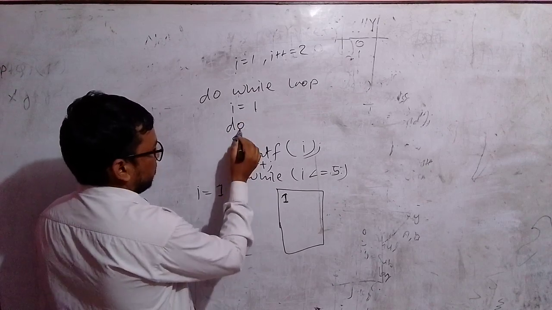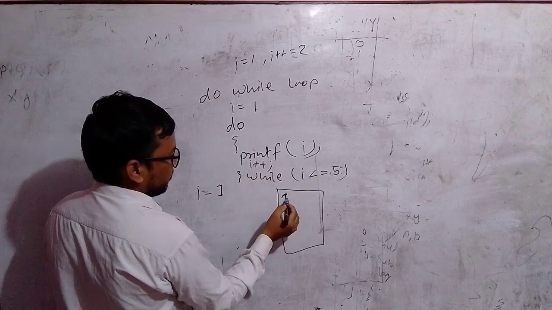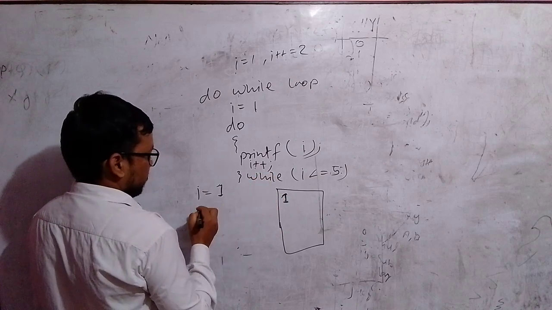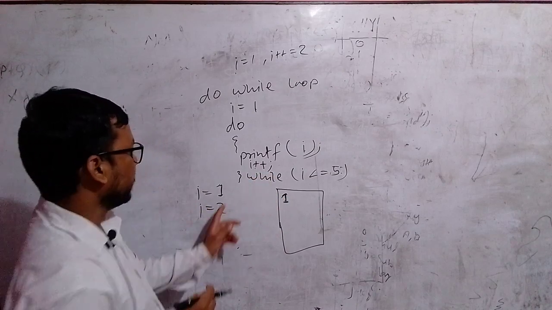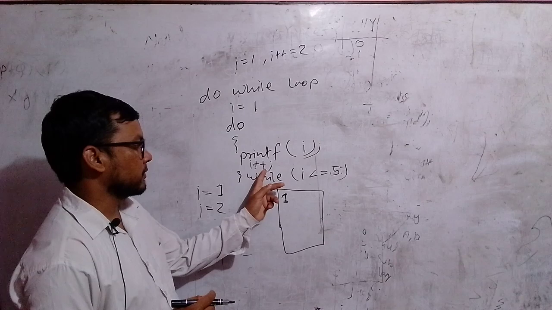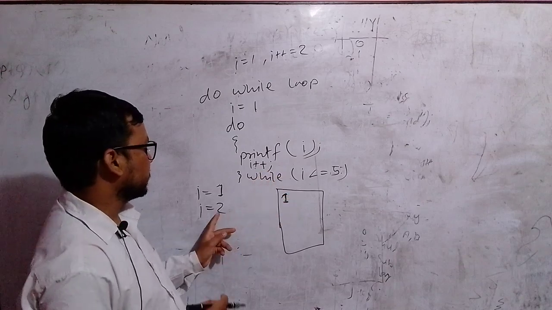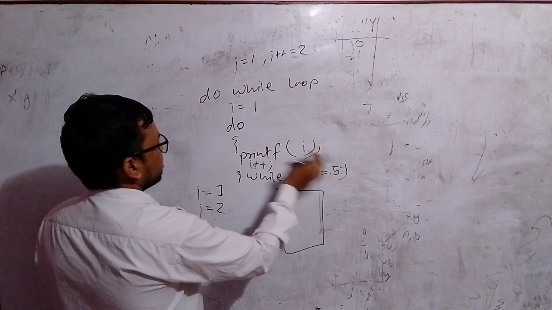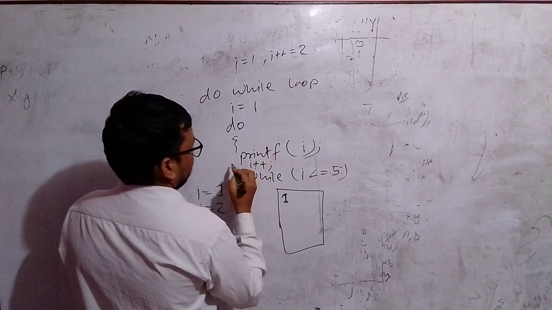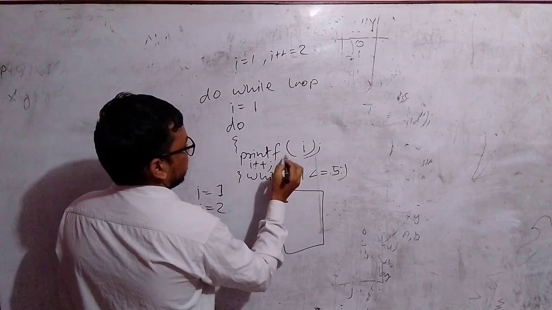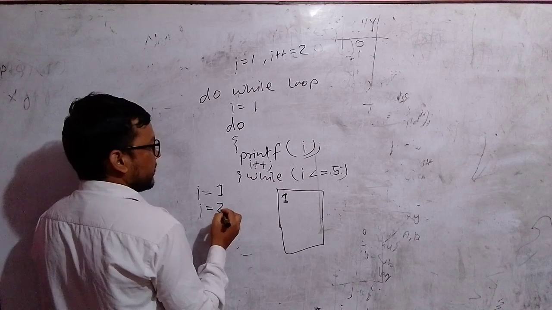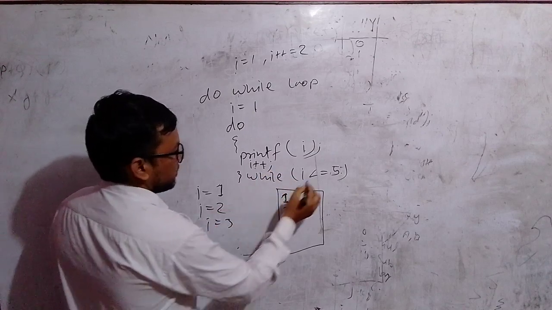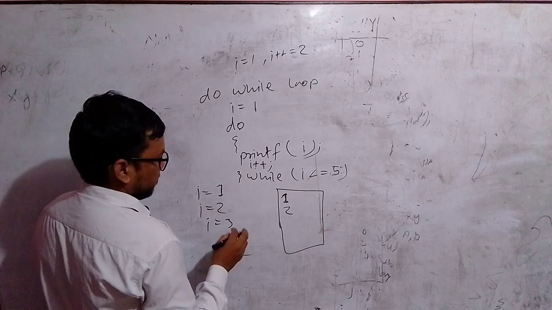For i equal to 1, do this operation, that means print the value of i, that is 1, and 1 plus 1, i is equal to 2. It makes i equal to 2. i plus plus increments. And while checks the condition: 2 is less than or equal to 5. Yes, obviously. That means repeat this step. Printf. What is the value of i now? 2. And i plus plus, i is equal to 3. 3 is less than or equal to 5. Yes.